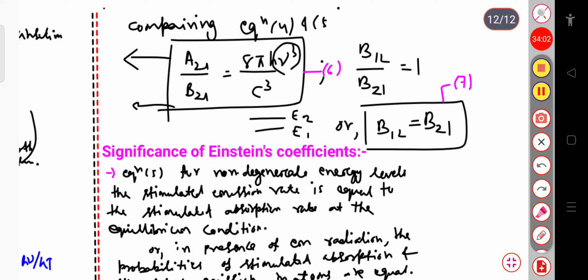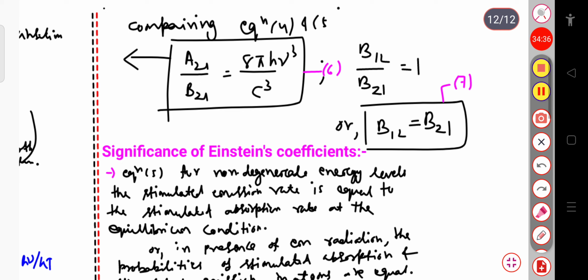The larger the difference, the much more likely is the spontaneous emission as compared to the stimulated emission. When nu is more, A21 will be more, since it is directly proportional, or we can say B21 will be inversely proportional to nu cube. So when the energy difference is more, the spontaneous emission will be more as compared to the stimulated emission. This is the basic difference.